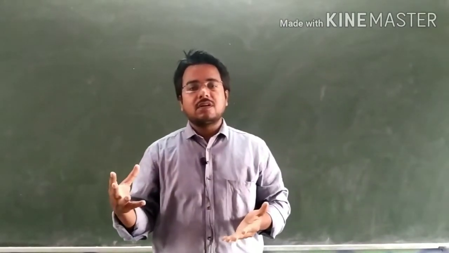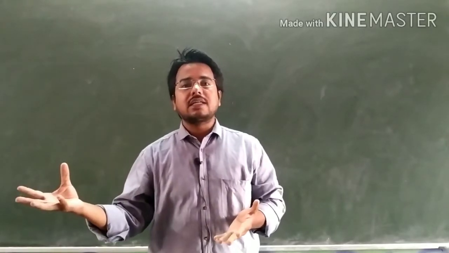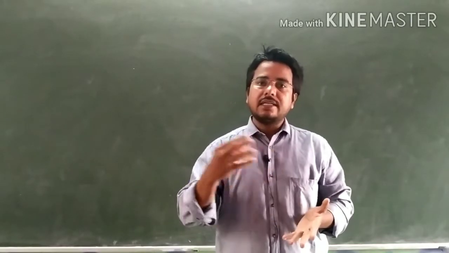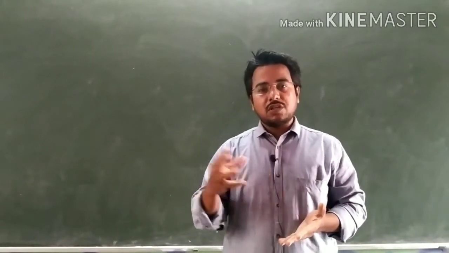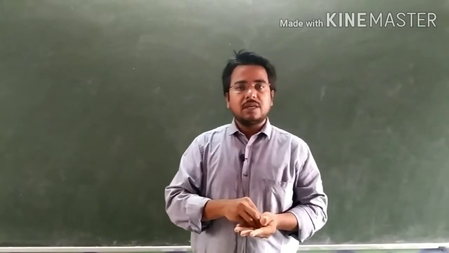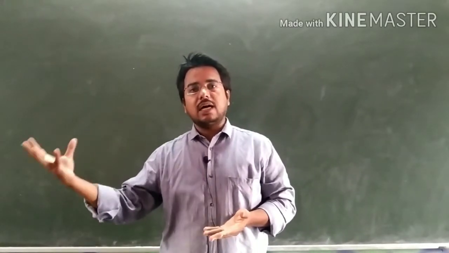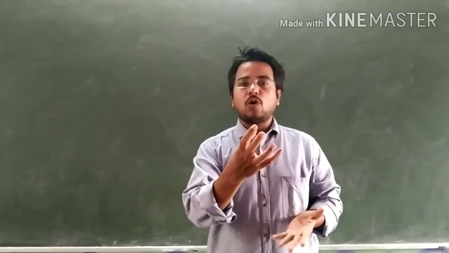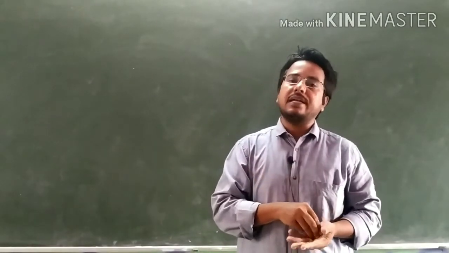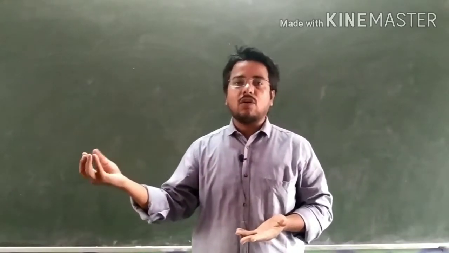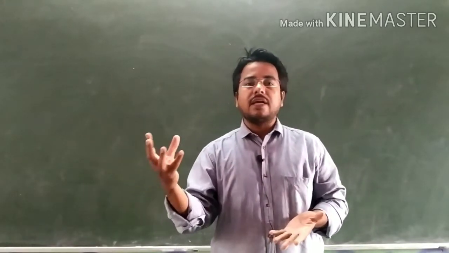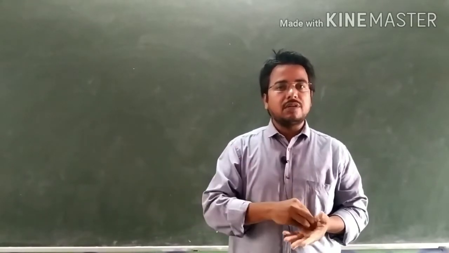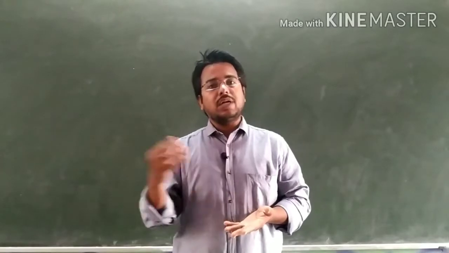We prefer to wear dark colors in winter and light colors in summer. What is the reason behind it? Because dark and black colors are good absorbers of heat radiation, and white or light colors are good reflectors of heat. That's why we wear light colors in summer and dark colors in winter.